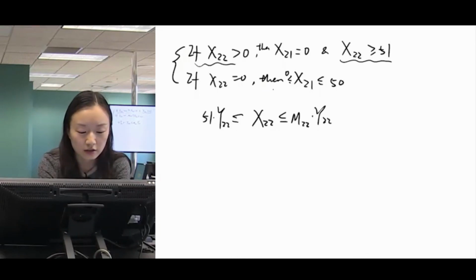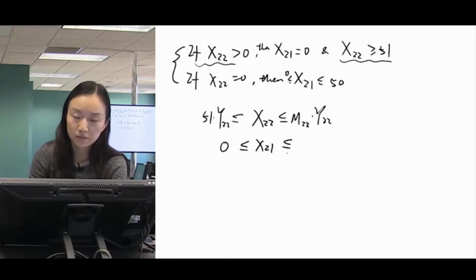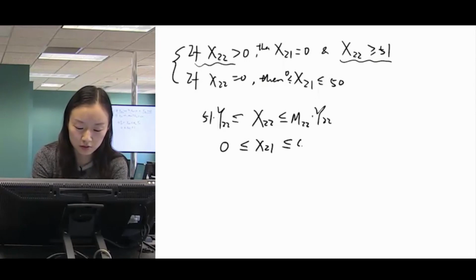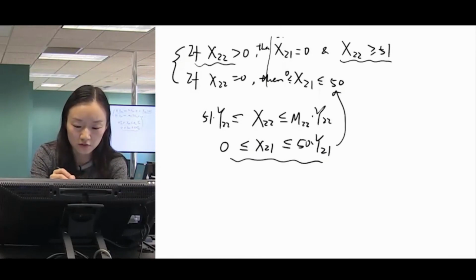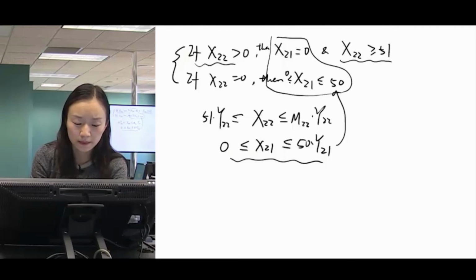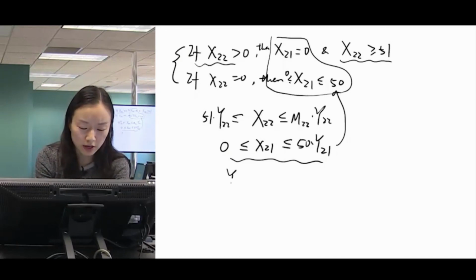And then we look at x21. For x21, it's either 0 or between 0 and 50. So you want to force it to be 0 or less than or equal to 50. So that will be y21. So that's the constraint that helps you achieve these two situations. And then you link both of them, right? y21 plus y22 equals 1. So these will be the three constraints.